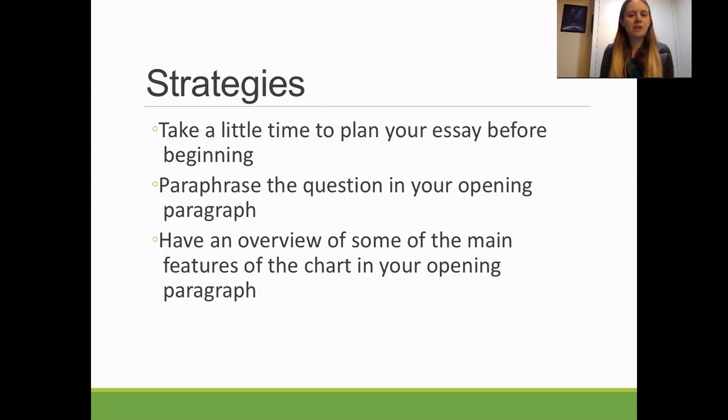Be sure that you paraphrase the question in your opening paragraph. So you are going to just give them information about what you're going to be covering, and have an overview of some of the main features of the chart in your opening paragraph as well. So those are some things you will want to do.